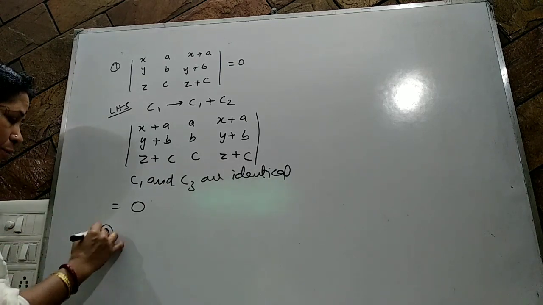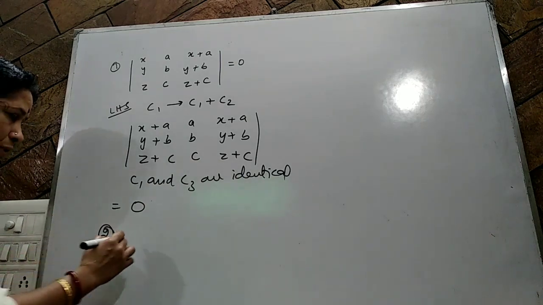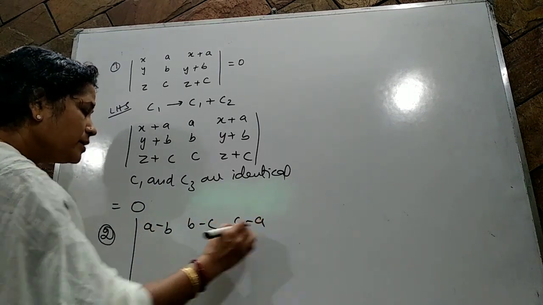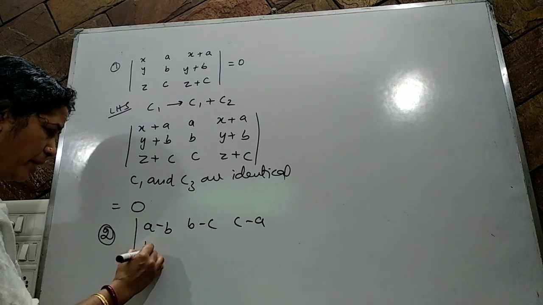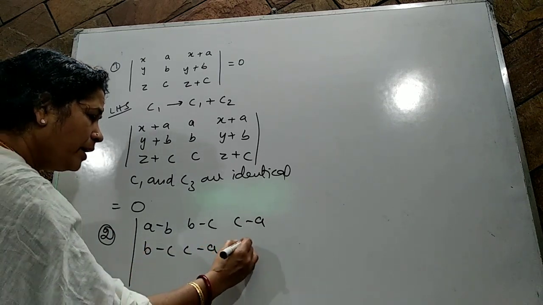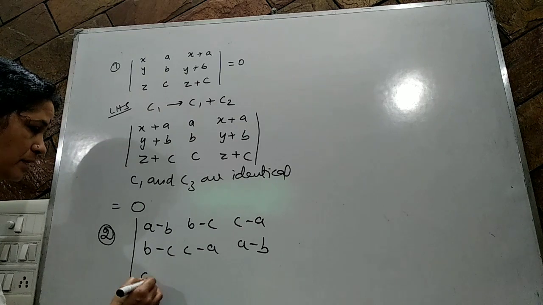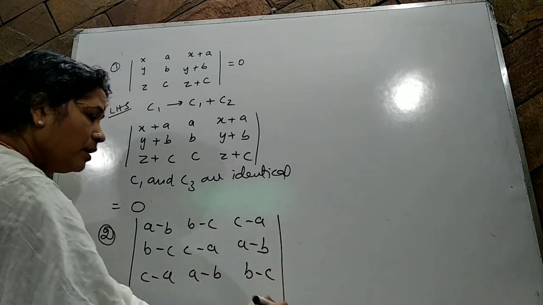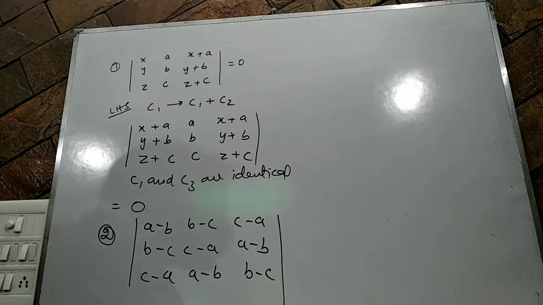Now see question number 2, beta. Let me explain question number 2. If possible, you can do it as homework. This is a minus b, b minus c, then c minus a. Then here b minus c, c minus a, a minus b. Then c minus a, then a minus b, then b minus c. Now see here, this is also equal to 0.